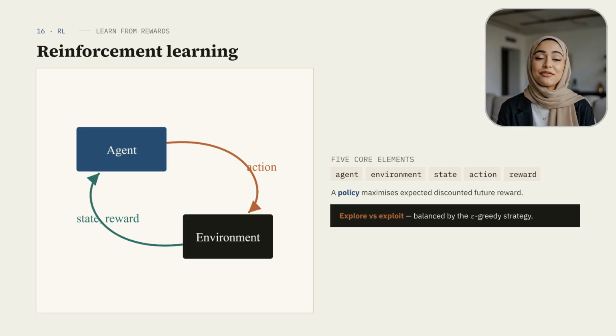Reinforcement learning involves an agent interacting with an environment. The cycle consists of the agent observing a state, taking an action, and receiving a reward or penalty along with a new state. The goal is to learn a policy that maximizes the total expected discounted future reward, often balancing the explore versus exploit trade-off using an epsilon greedy strategy.